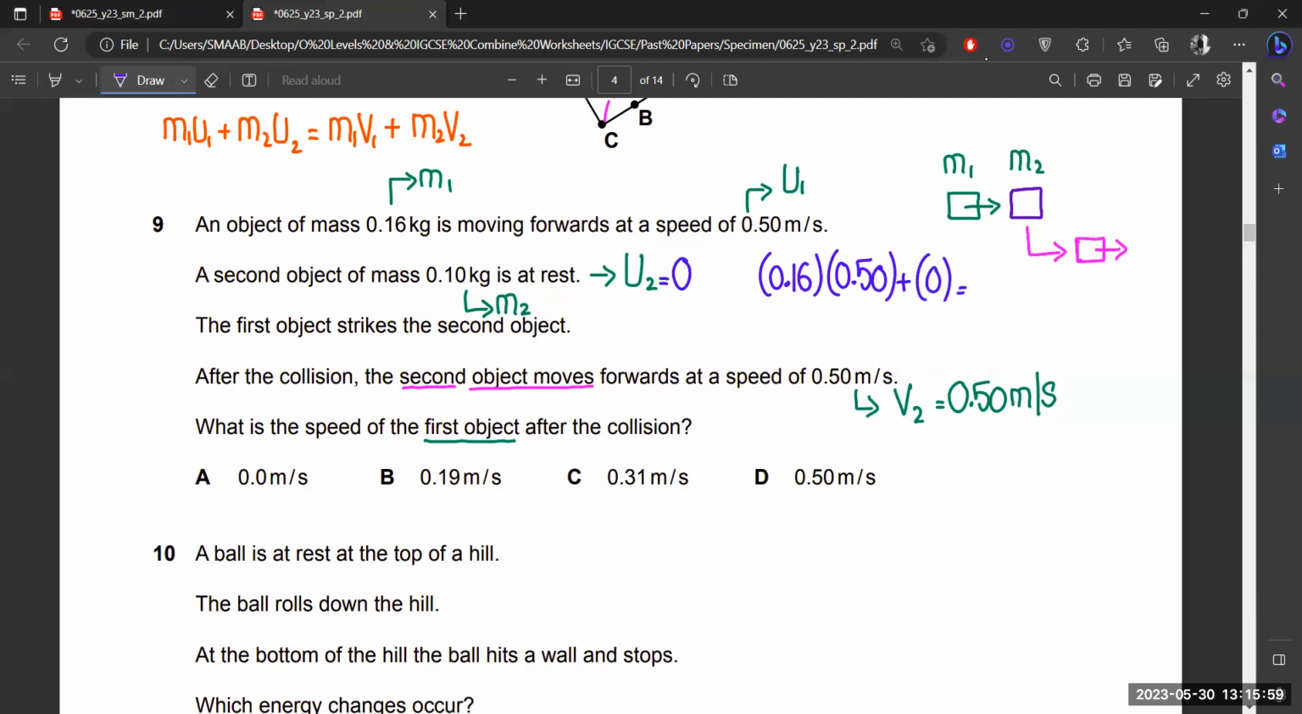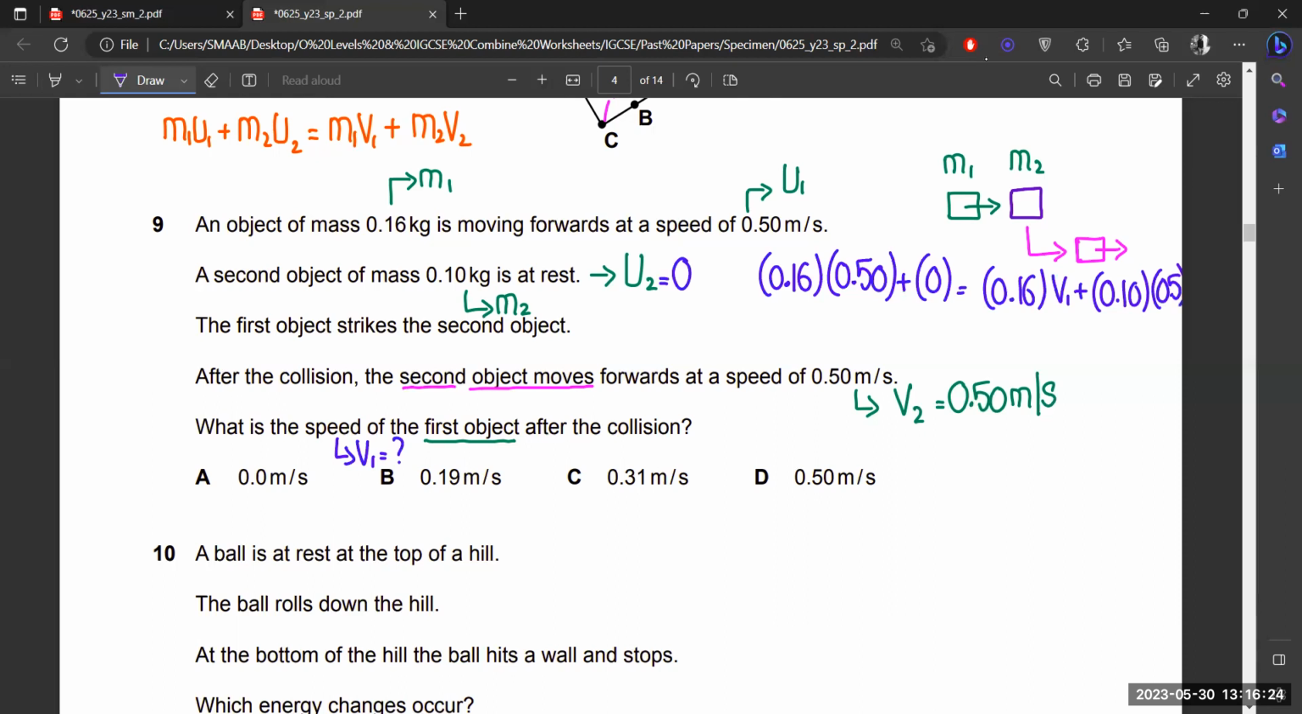And on the right hand side, again m1 will be equal to 0.16, and we need to calculate the final velocity of object 1. So that is a question mark, plus the mass of the second object, which is 0.10, and the final speed is 0.50. So these are the values.